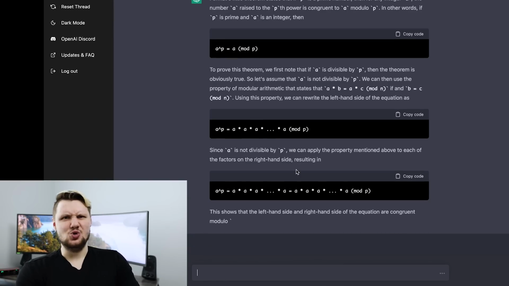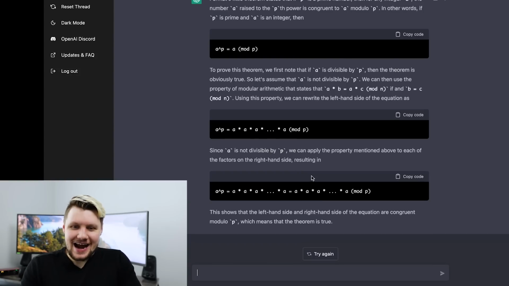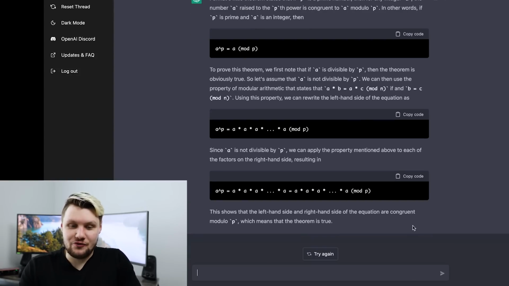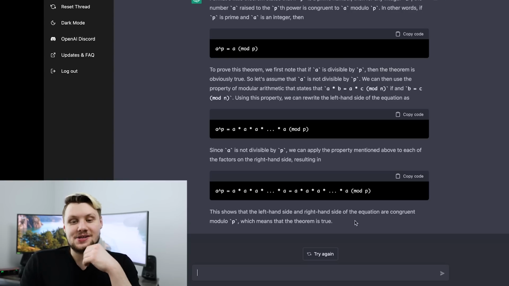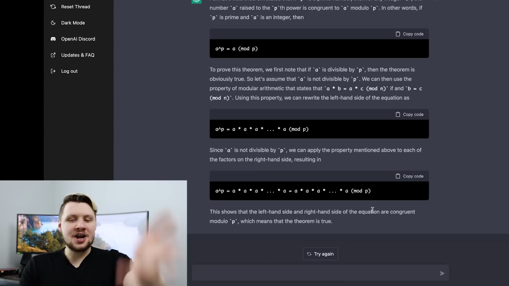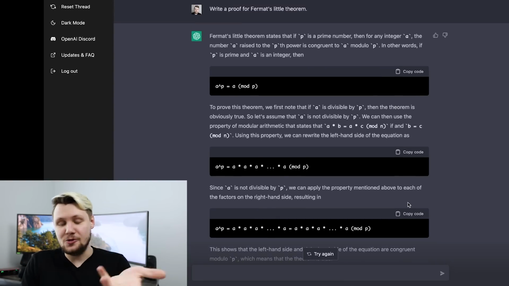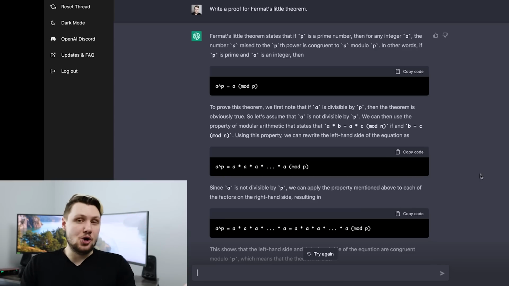Obvious to whom? But it's funny, I didn't even ask for a step-by-step proof, and it's giving me a step-by-step proof. This shows that the left-hand side and right-hand side of the equation are congruent modulo P, which means that the theorem is true. I'm not gonna actually try to figure out if the proof was correct. I'm gonna assume that it was. Hopefully I'm not wrong. But this is still mind-blowing.